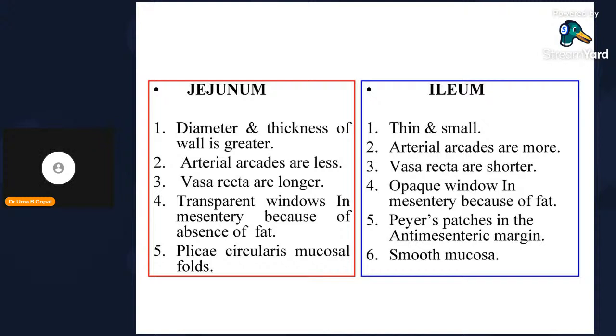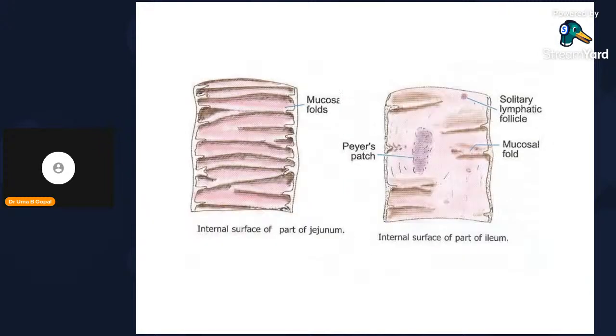But here it is lesser. Plicae circularis is present, but it is sparse. And distance is more between one fold to another fold. Here it is compactly arranged. See the difference here? These are the folds of mucous membrane, compactly arranged plicae circularis. They will not get obliterated by distension.